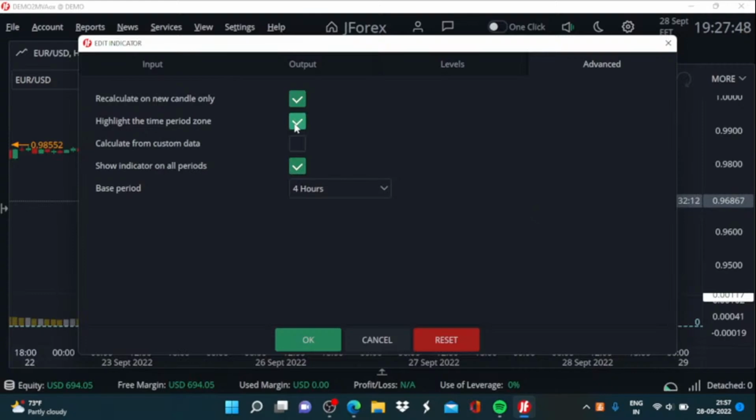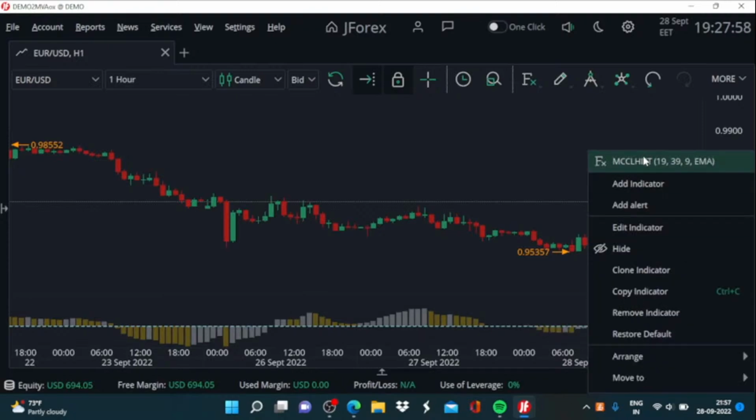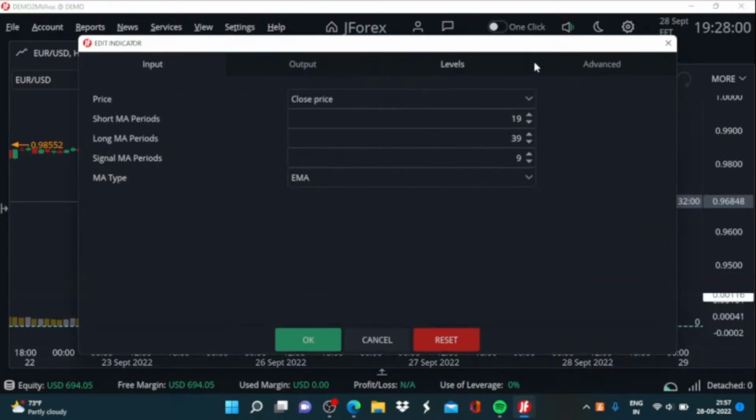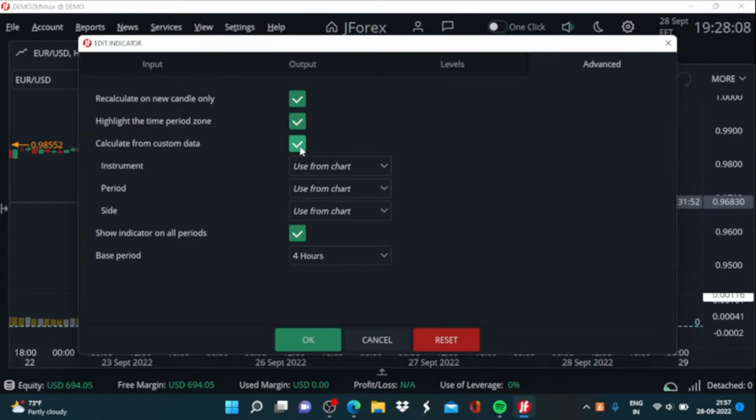If you want the calculation period to be highlighted, you can opt in for this option and you will have the current calculation period highlighted, so you can easily see what the calculation period is without even looking at the input parameters. Calculate from custom data: you can customize the calculation further.